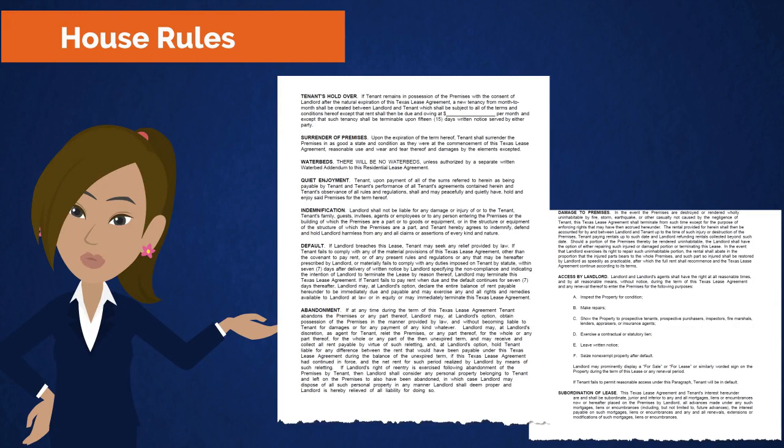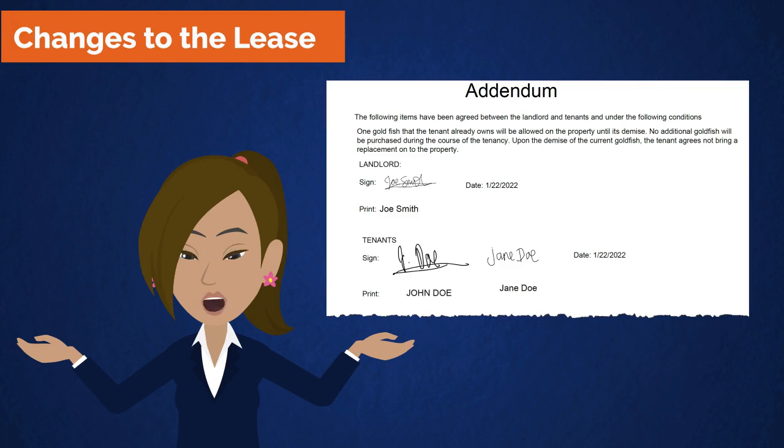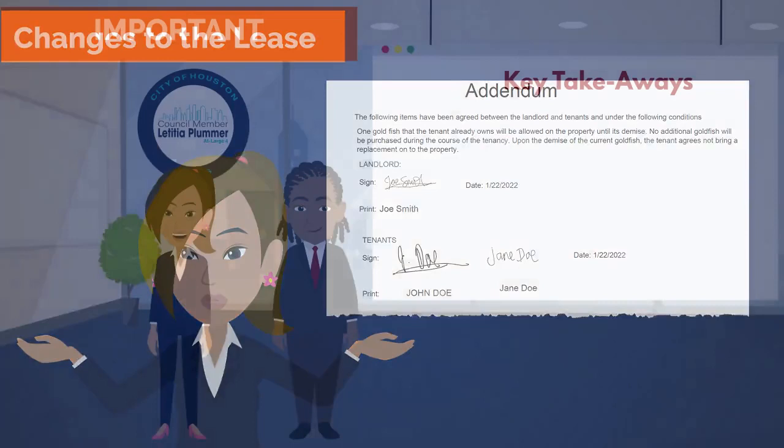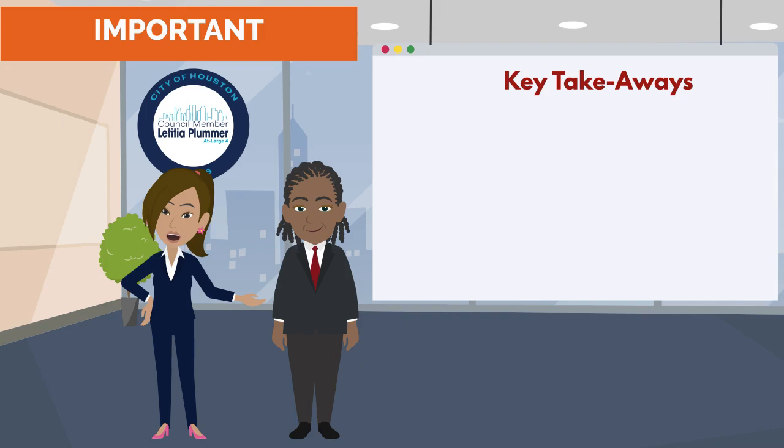Before signing the lease, you can request to make changes. As long as both you and the landlord agree, the changes can be made. Make sure all changes are made in writing and that you have an updated copy of the lease before you sign it. A lease is a very important document with very vital terms and conditions of your agreement with the landlord.